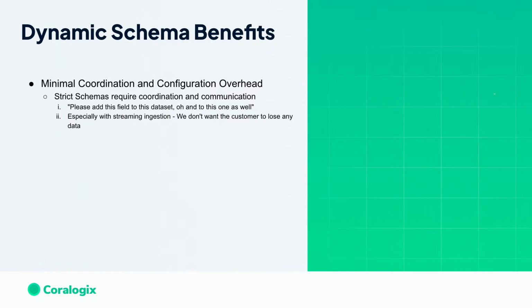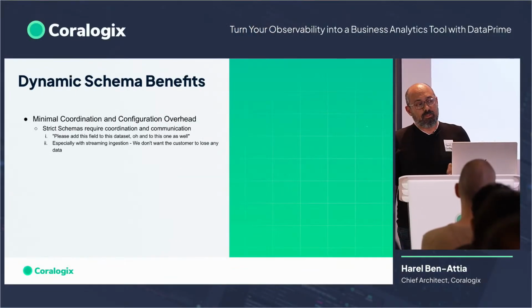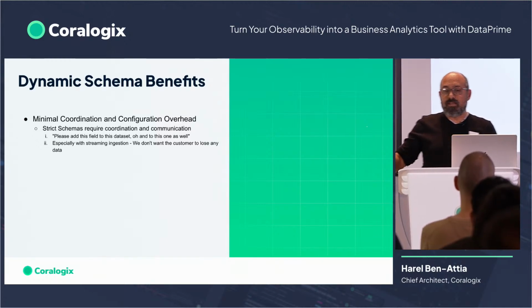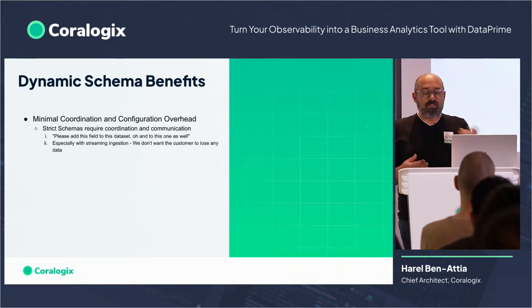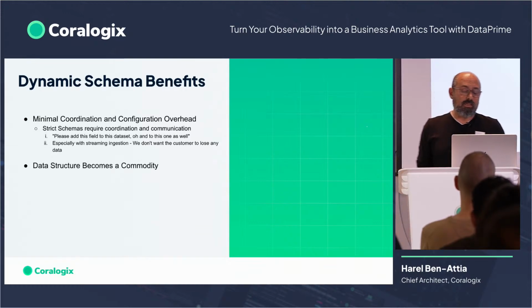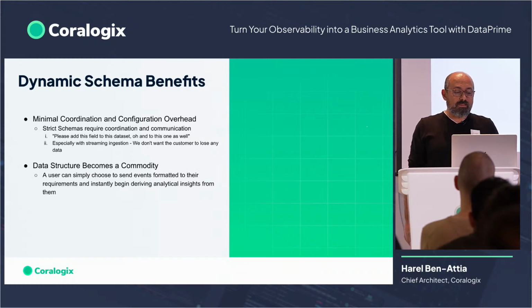This is something we wanted to eliminate from the equation. And because our system natively supports streaming ingestion, this becomes even more important, because we never want the customer to lose data, definitely not because of bureaucracy. It's like we started streaming the data and the admin didn't add the relevant field, so what do you do with this data? Fail the entire ingestion, or remove this field so the data is partial, etc.? We wanted to get rid of the need to deal with these questions. And like I said, data structure becomes a commodity.